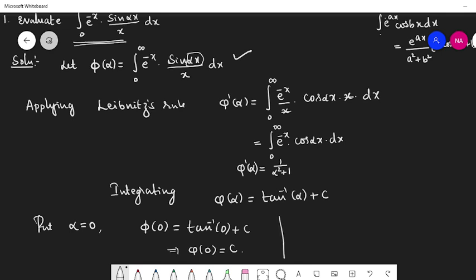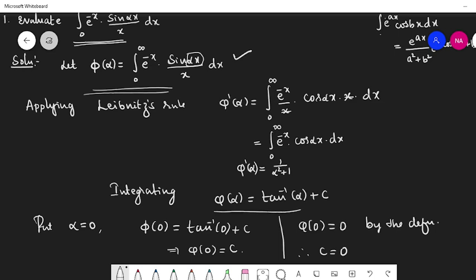On the other hand, if you take alpha equal to 0 here, we get e power minus x into sin 0 by x dx. So everything will be 0. So phi of 0 is 0 by the definition. Therefore, c equal to 0. Hence phi of alpha is tan inverse alpha.